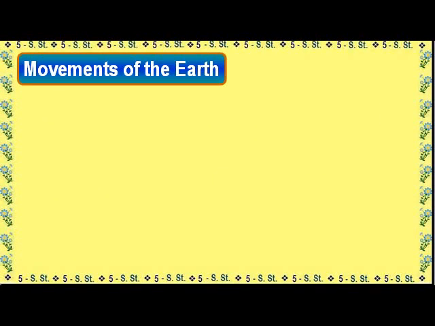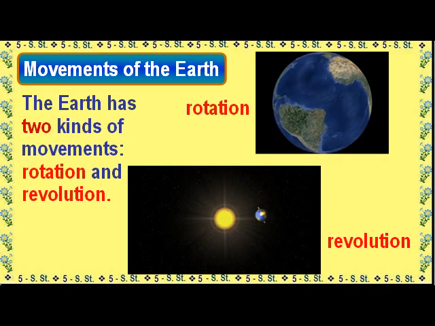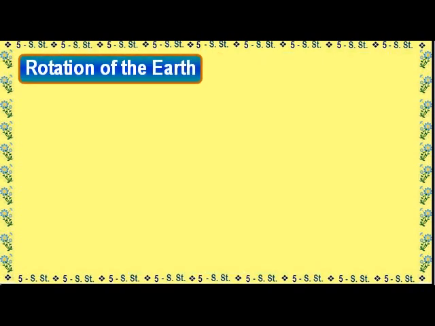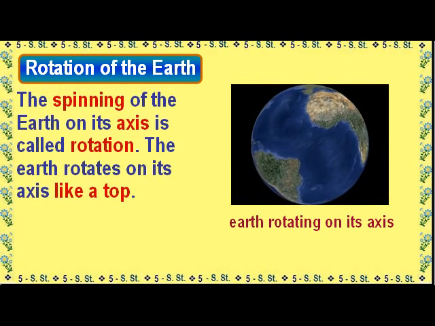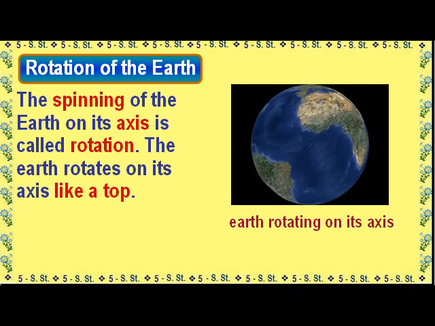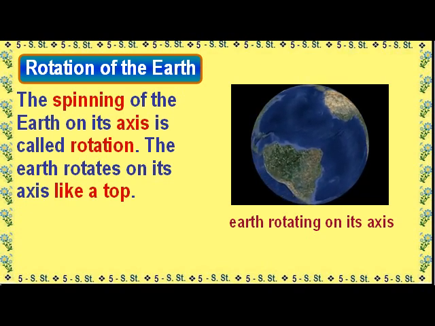Movements of the Earth. The Earth has 2 kinds of movements: rotation and revolution. Rotation of the Earth. The spinning of the Earth on its axis is called rotation. The Earth rotates on its axis like a top.